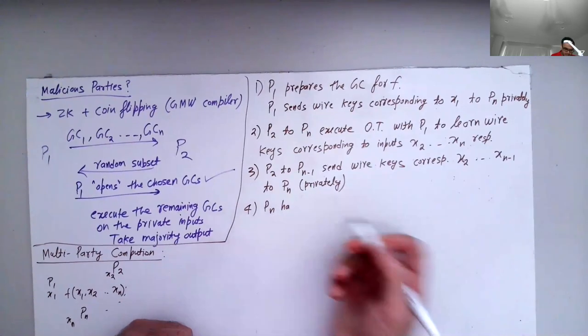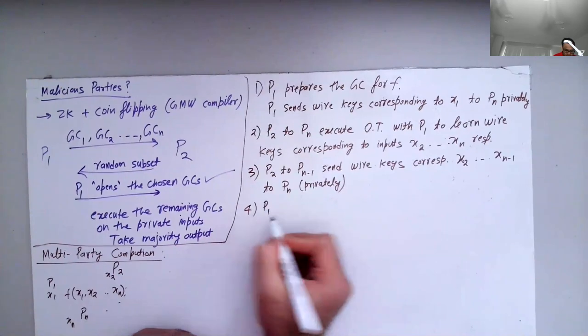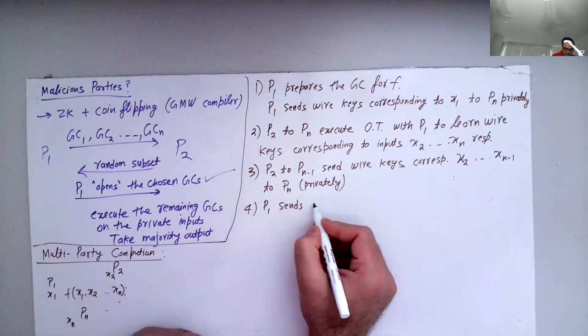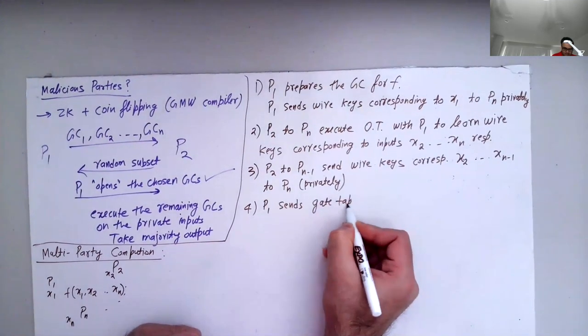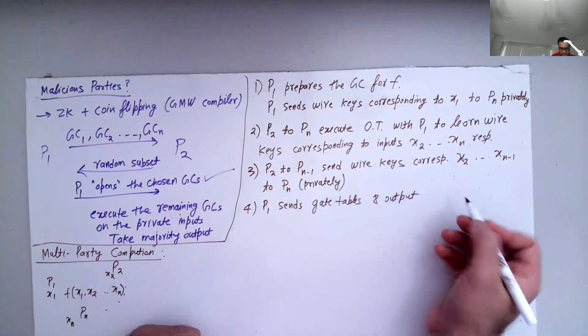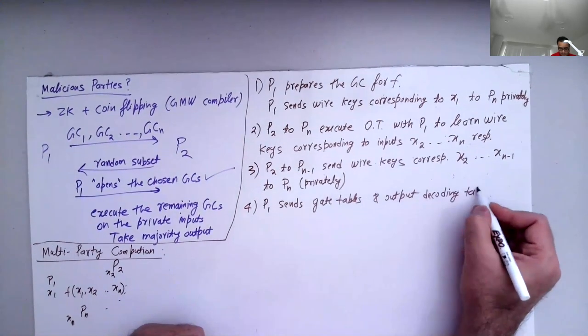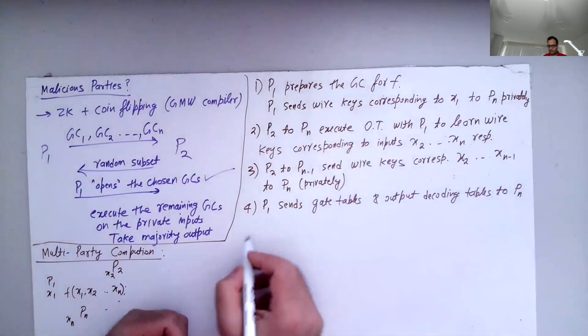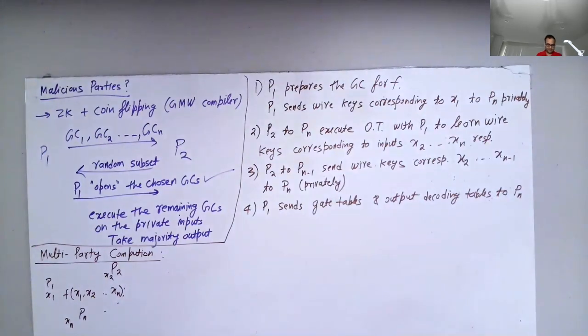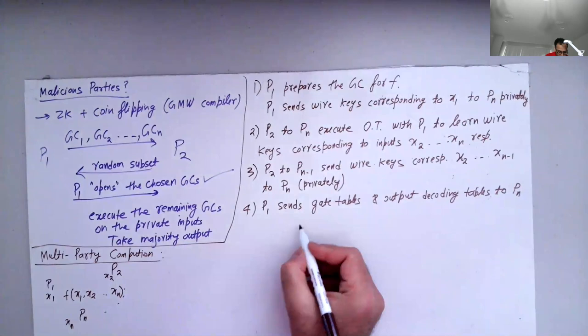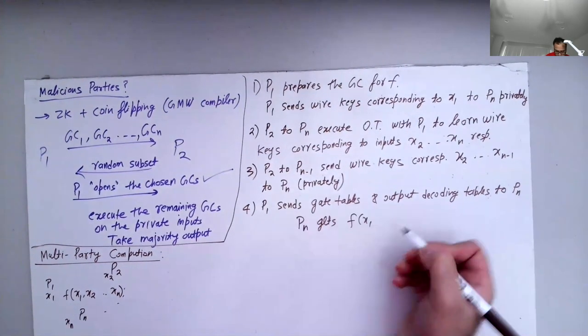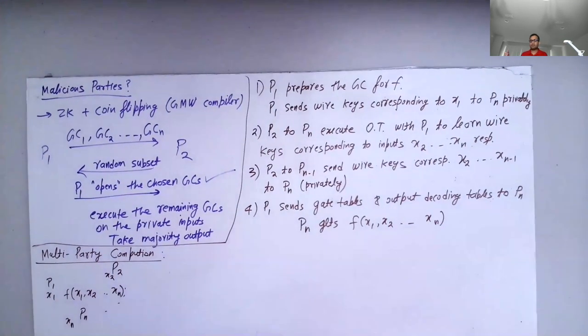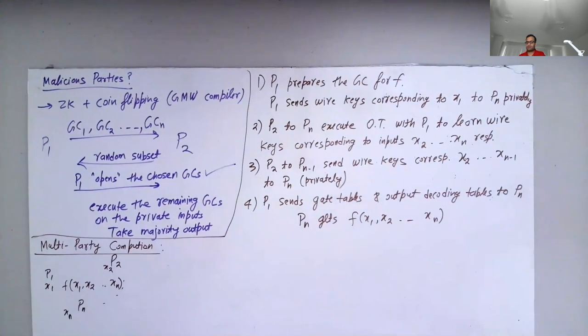Next, P1 sends the gate tables and the output decoding table to Pn. So now Pn has everything necessary to evaluate the garbled circuit. Pn has all the wire keys for all the input wires, and Pn gets the gate tables and the output decoding table. So Pn can go through the whole circuit, and Pn now gets the function output, f of x1, x2, up to xn. And then Pn can announce this function output to all other parties if required.